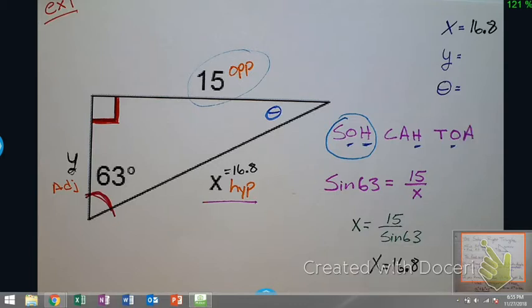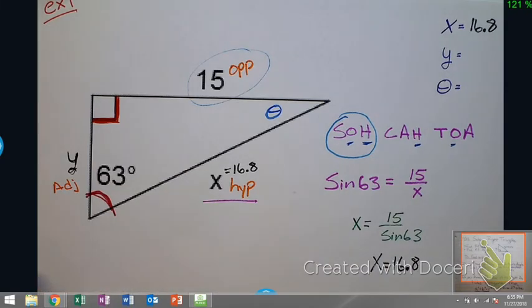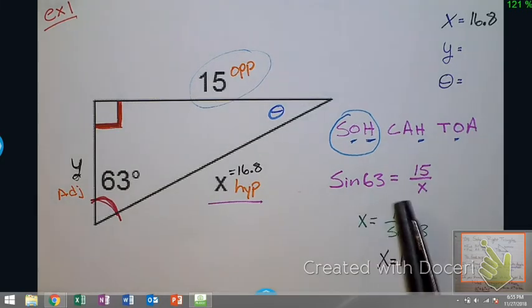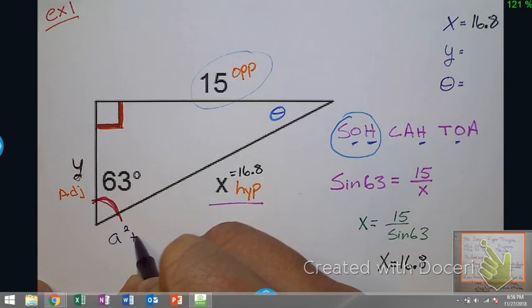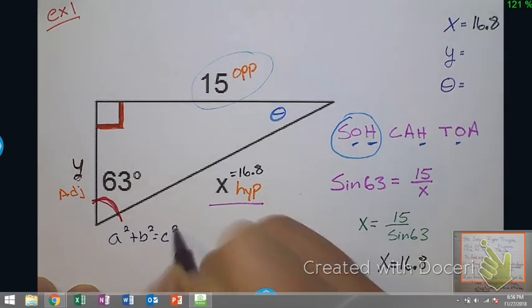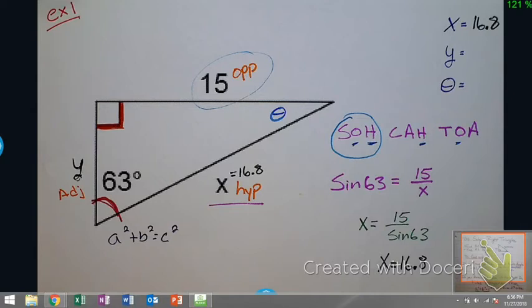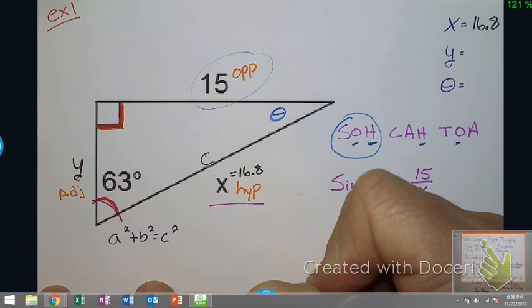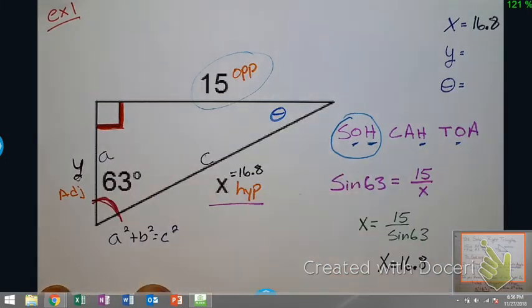Now that I've solved for x, I can also solve for y. We could use SOHCAHTOA again and set up another trig equation and solve for y. Or we can use the Pythagorean theorem. We should remember that the Pythagorean theorem is a squared plus b squared equals c squared. A and B are the legs, C is the hypotenuse. So x that we just worked on is the hypotenuse C. I'm going to call the adjacent side A, the opposite side we'll call B.